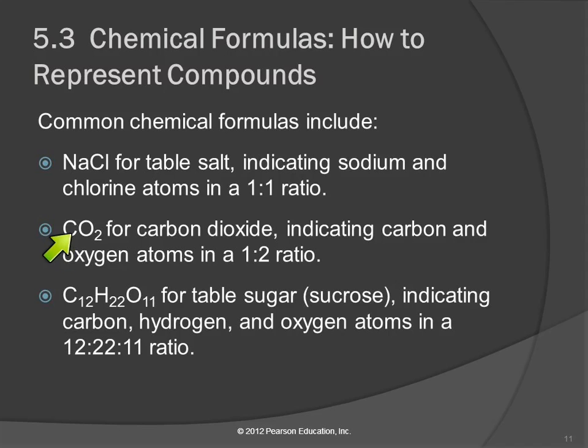CO2 is 1 carbon, 2 oxygens. So you put the element symbol, and then after it comes the subscript telling us how many. So 1 carbon and 2 oxygens. This is 1 sodium and 1 chlorine. Here's table sugar, C12H22O11. A lot more atoms in this guy. 12 carbons, 22 hydrogens, and 11 oxygens in a ratio, 12 to 22 to 11. And these are always going to be whole numbers. You can't have part of an atom, just like you can't have part of a person, right?